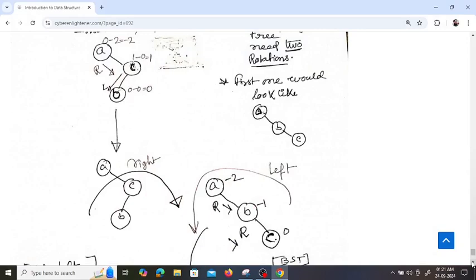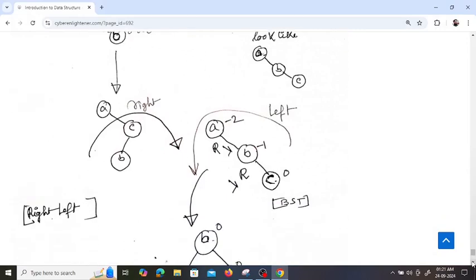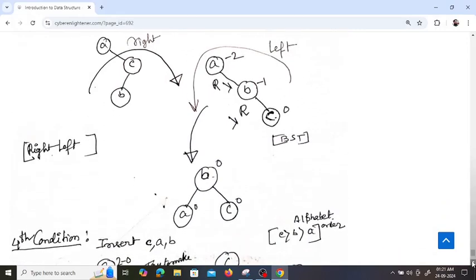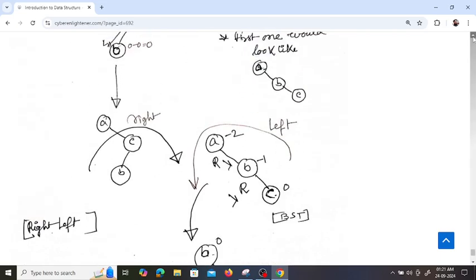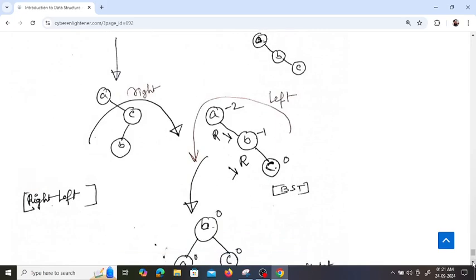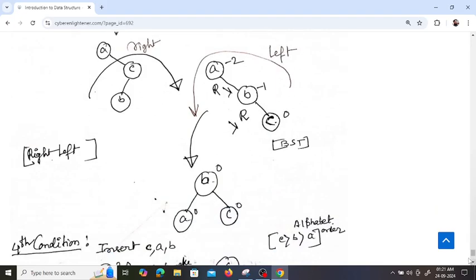Now it is similar to the first case. So what will we do? We'll do the left rotation. First we did the right rotation here, and B comes in the middle and C comes last, and then we do a left rotation. So it is called a right-left rotation.